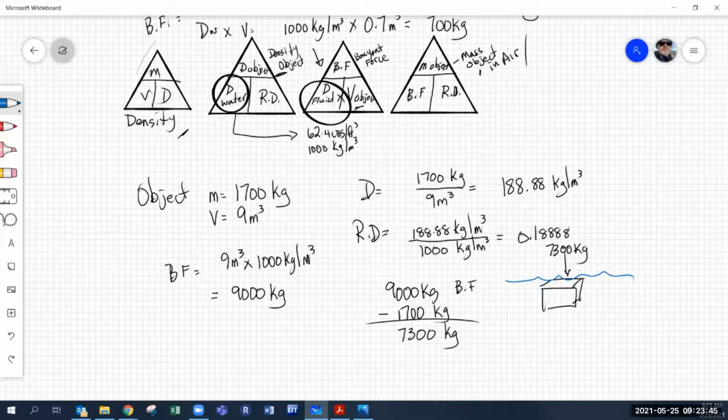Hey, Doug, what was the 1,700 kilograms again from? That was the mass of the object right here. Right. Sorry. Thank you. Right at the beginning. Gotcha. Yeah.